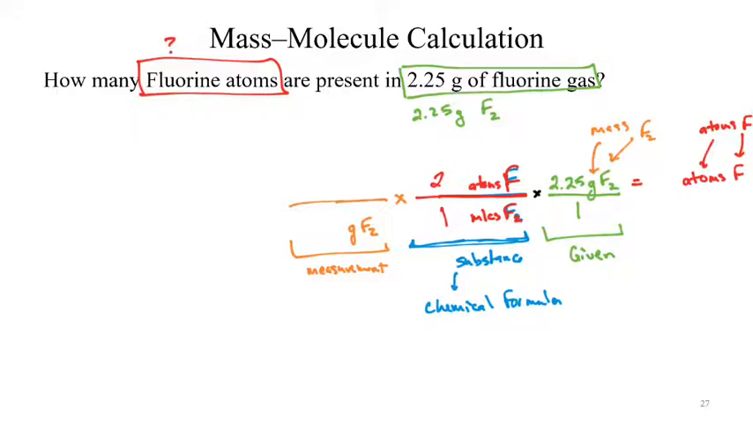Atoms of F I already got. I want to get rid of the other substance or the other measurement, molecules of F2. Okay? Does that conversion factor exist? Is there a relationship between grams and molecules? No. Okay? There is a relationship between molecules and AMUs. There's also a relationship between grams and moles. So we have to decide which one we want to do.